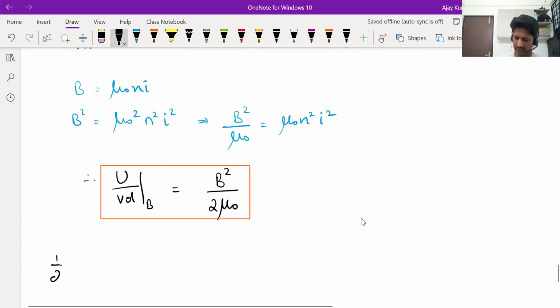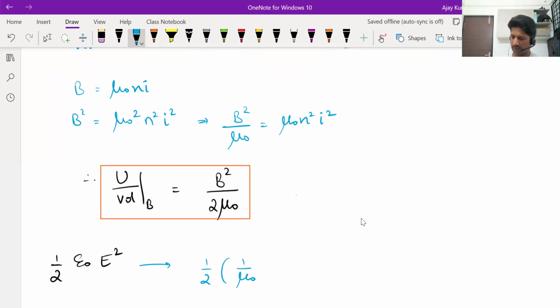For electric field, we have half epsilon naught E squared. Now in electrostatics or electricity, wherever you have epsilon naught, in magnetism, you get 1 by mu naught. So in place of epsilon naught, you write 1 by mu naught. Electric field gets replaced by magnetic field. And this is the expression that you have here. So that's the energy density in a magnetic field, B squared by 2 mu naught.